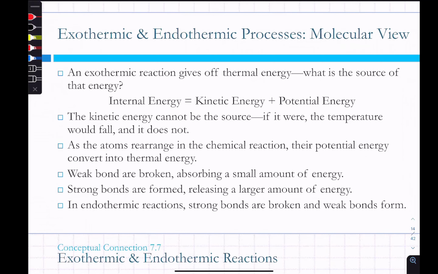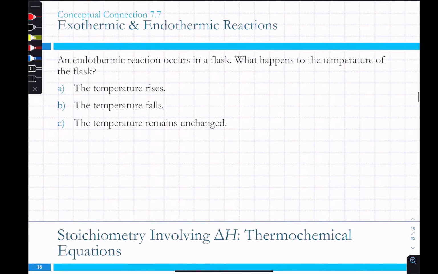So in endothermic reactions, it's going to be the opposite. You're going to break strong bonds, which takes a lot of energy, and then form weak bonds, which don't take a lot of energy to form. So if an endothermic reaction occurs in a flask, what happens to the temperature of the flask? Temperature falls. Right? And in an endothermic reaction, we're breaking strong bonds.